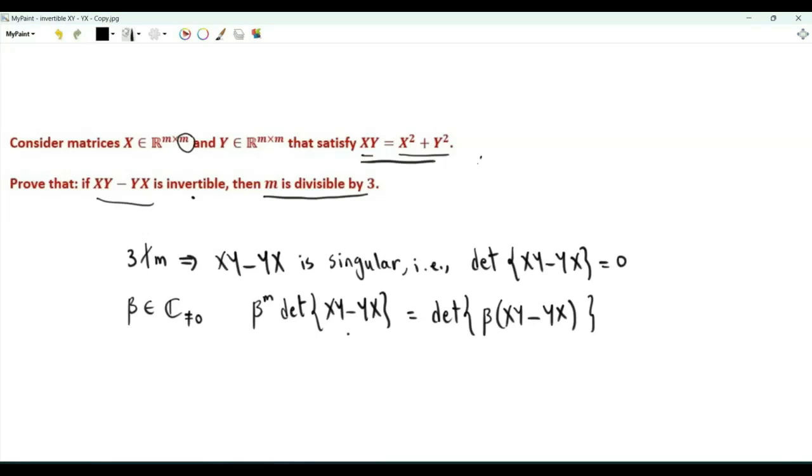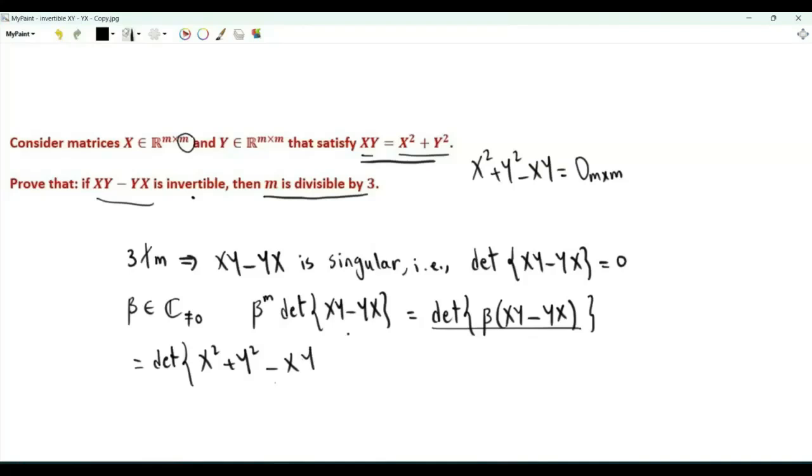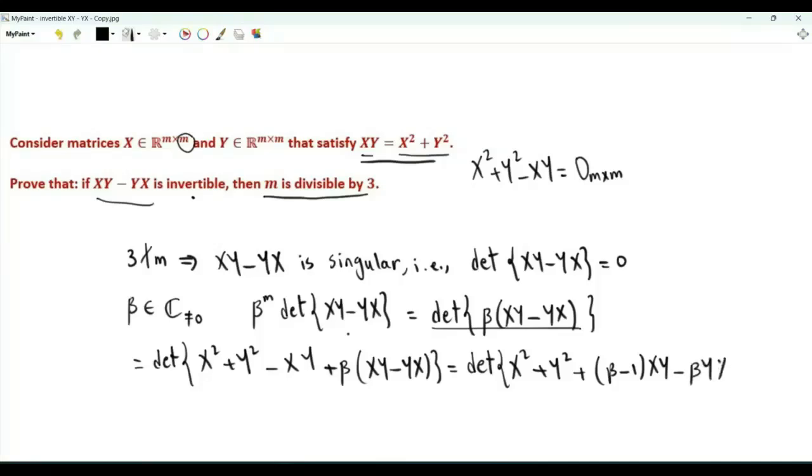We are given this piece of information, which means that X squared plus Y squared minus XY is the all-zero matrix of size m by m. So this determinant is equal to the determinant of X squared plus Y squared minus XY, these three terms are the all-zero matrix, plus beta times XY minus YX. This is equal to the determinant of X squared plus Y squared plus beta minus 1 XY minus beta YX. This is a quadratic polynomial. Let's try to factorize it.